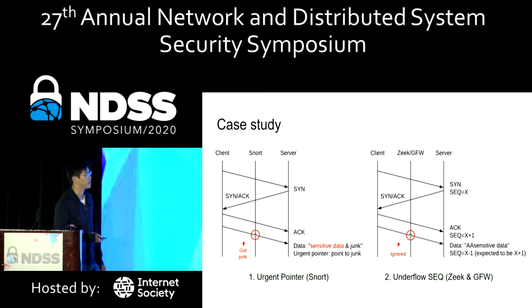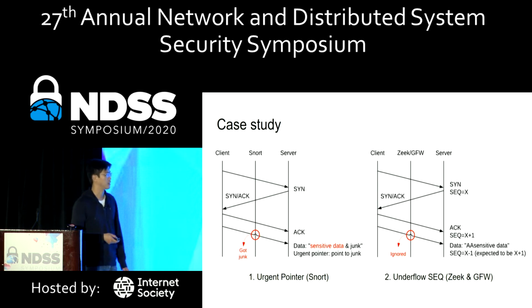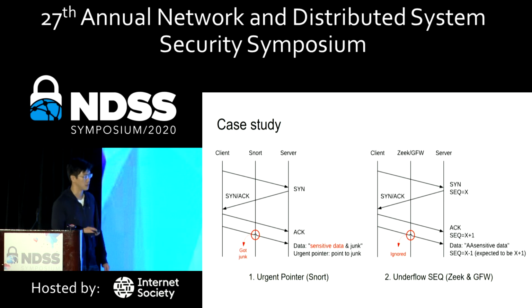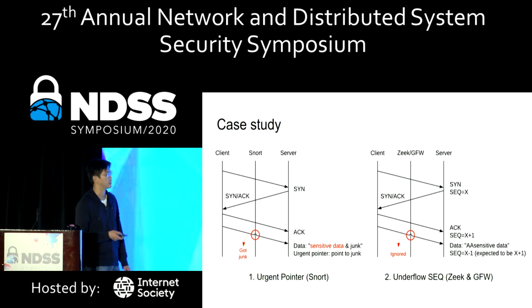So the second strategy is what we call an underflow sequence. It means the sequence number is less than the initial sequence number of the connection. So after the 3-way handshake, we send a data packet with sensitive data, and the expected sequence number here should be x plus 1. But we set it to x minus 1, which is smaller than the initial sequence number.